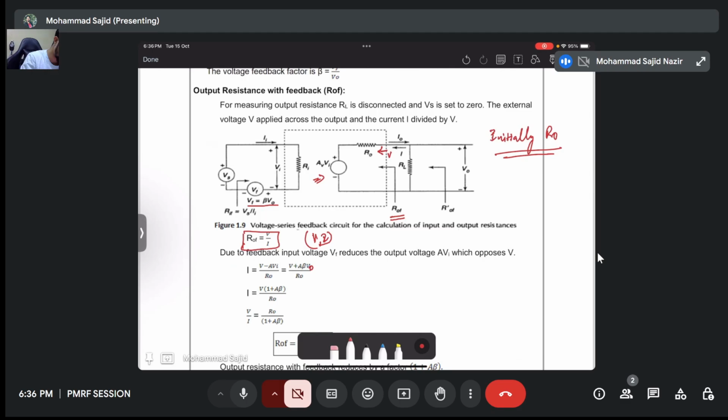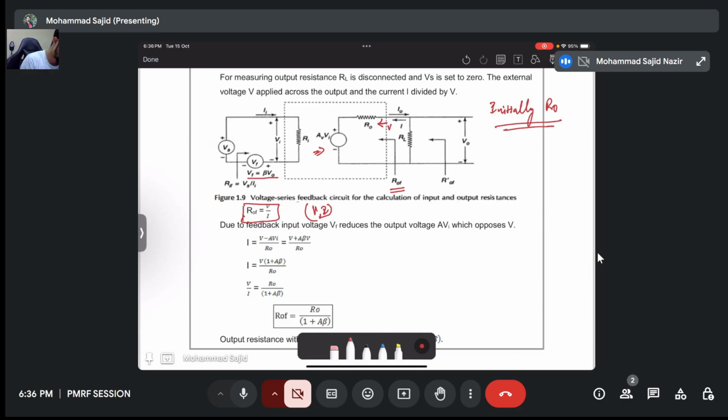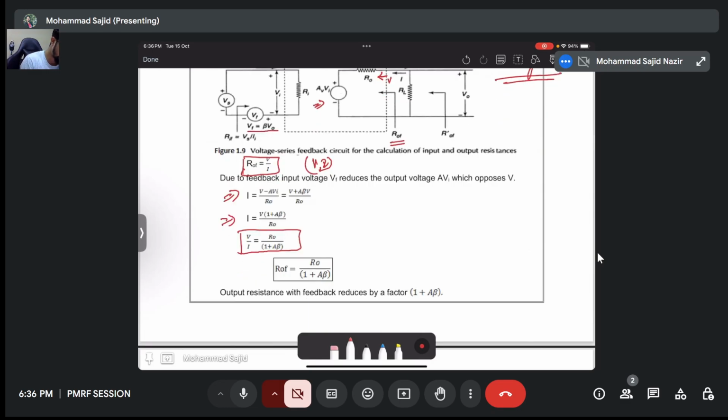So, since I am adding the test source at V, that is equivalent to V, so I am taking V naught as V. So it will be I is equivalent to V times (1 plus A beta) by R naught. And then V by I, that means R naught or ROF, the output resistance with feedback, is R naught divided by 1 plus A beta. That is, the output resistance with the feedback is reduced by the factor of 1 plus A beta.